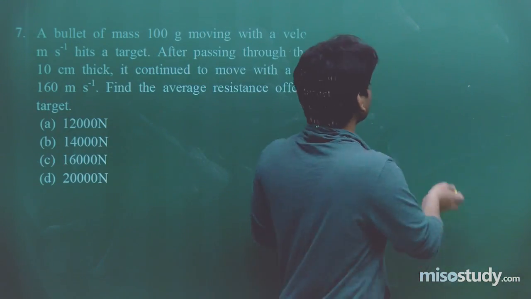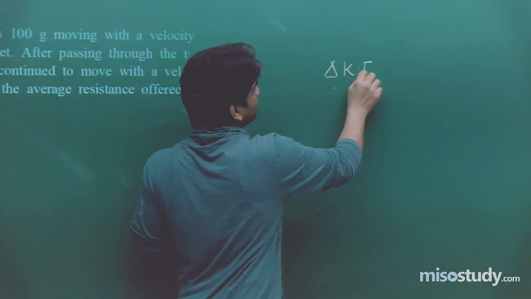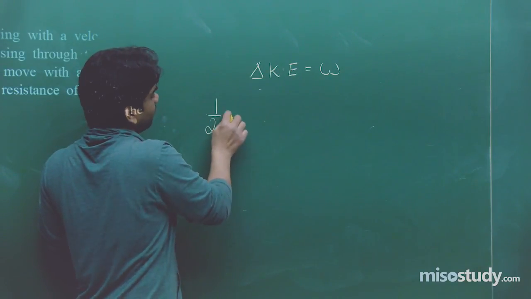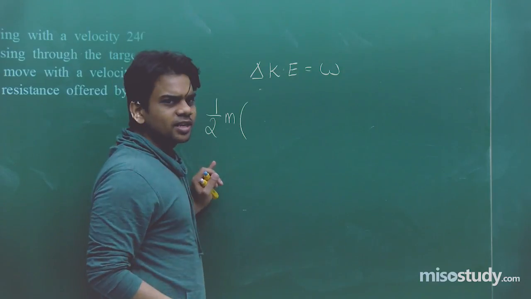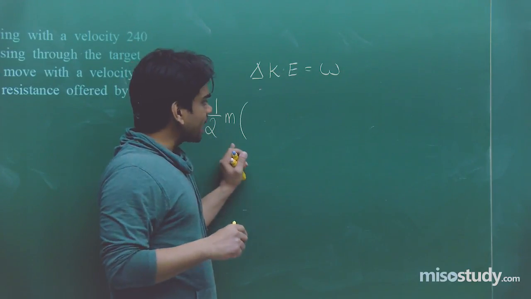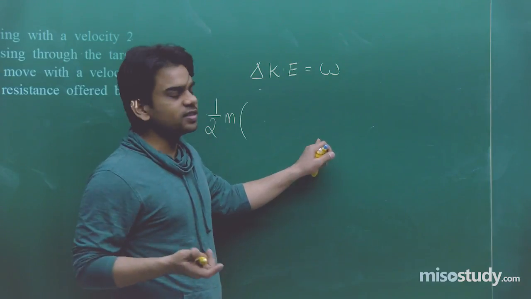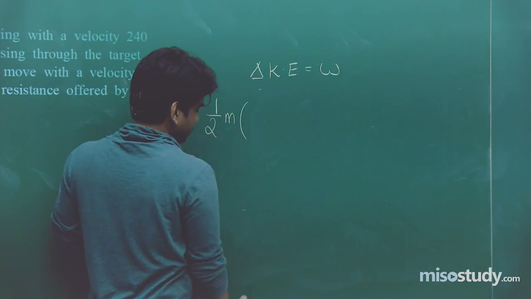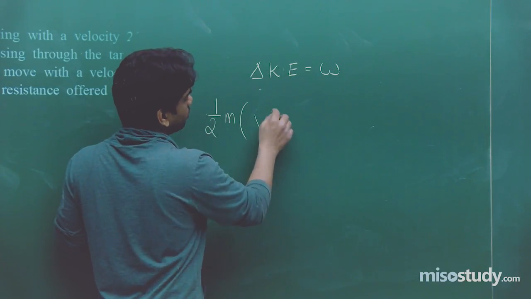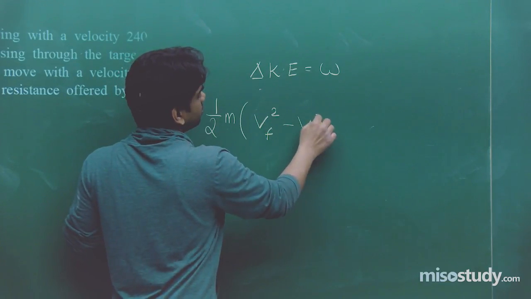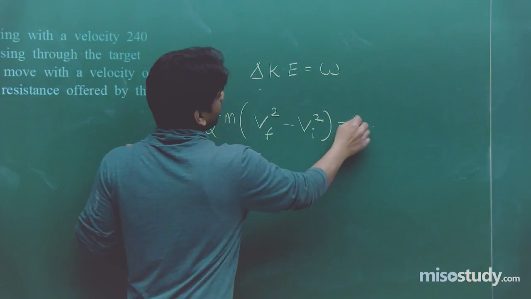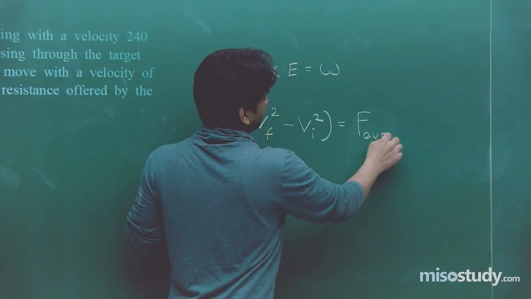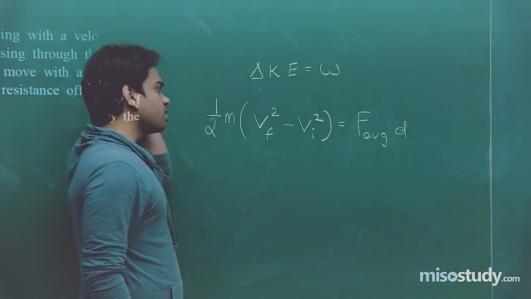Now see here how we need to do. Change in kinetic energy is equal to work done, and change in kinetic energy will be half m. Now we will be talking about initial kinetic energy, because the kinetic energy is reduced. So I will be subtracting initial kinetic energy minus final kinetic energy. That will be the loss in kinetic energy. Let me write down first the entire equation: half m, final velocity whole square minus initial velocity whole square, where the variables have their usual meaning. Work done, F average into d, the displacement that has occurred in the block.